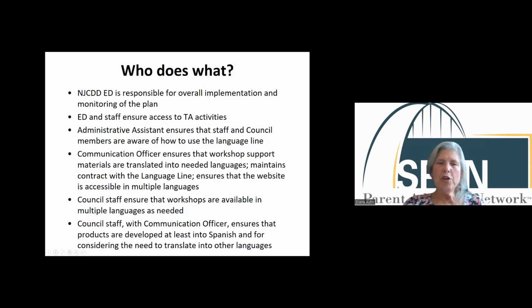The council's communication officer will ensure that workshop support materials are translated into needed languages, maintain the contract with the language line, and ensure that the website is accessible in multiple languages. Council staff will ensure that workshops are available in multiple languages as needed. Council staff with the communication officer will ensure that the products developed by the council are translated at least into Spanish, and consider the need to translate into other languages.